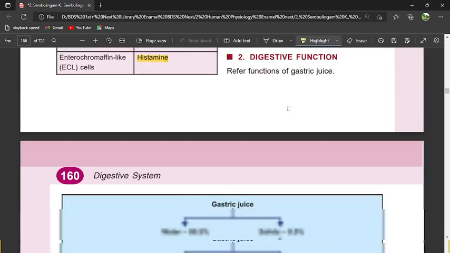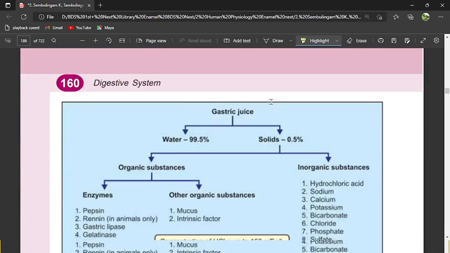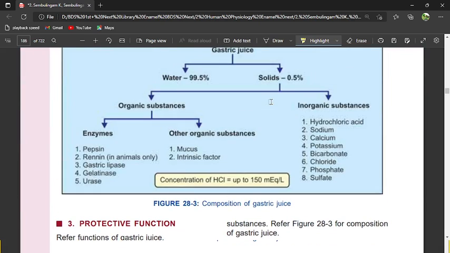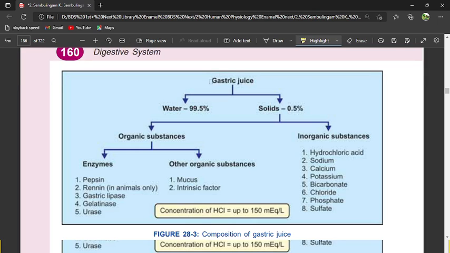Chyme का फॉर्मेशन भी हो रहा है स्टमक से। डाइजेशन फंक्शन, तो डाइजेशन फंक्शन refers to the gastric juices. तो कौन से डाइजेशन जूसेस सीधे दे रहा है, देखो गैस्ट्रिक जूसेस it is releasing. You see gastric juice is having water and solid, सेम सलाइवा की तरह, वाटर 99.5 और सॉलिड 0.5। इसमें ऑर्गेनिक कंपाउंड्स में देखो आप, गैस्ट्रिक जूस में हम लोग देख रहे हैं, it is releasing pepsin, renin in small kids and animals, gastric lipase, gelatinase and urease, okay.